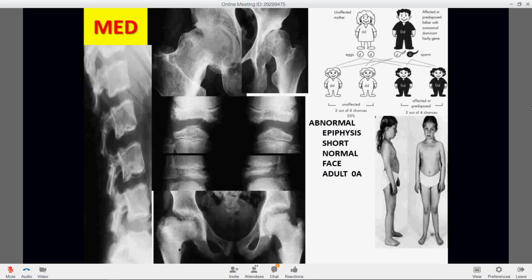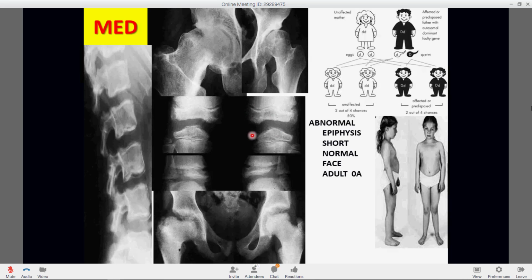Multiple epiphyseal dysplasia. This is autosomal dominant inheritance. Usually the abnormality is located in the epiphysis, and the baby will become short, but their faces are normal, and they can pass to adult life. They have osteoarthritis in the future.